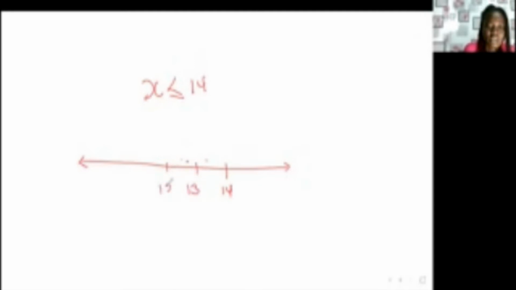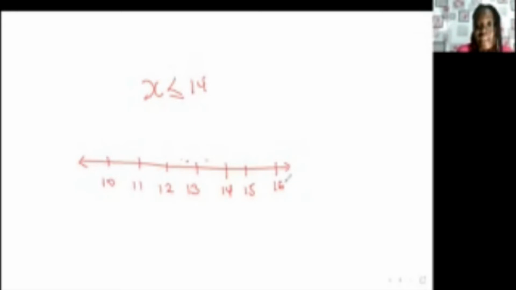We have x is less or equal to 14. Drawing a number line here, since we don't need negative numbers, we're not going to start from negative, okay? So we can have 14, then 13, 12, 11, 10, 15, 16, something like this, something to represent them.